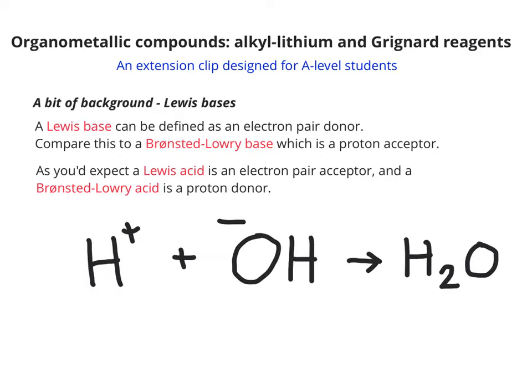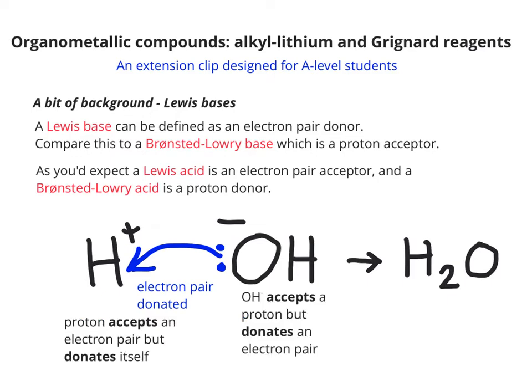If we take the simplest example of this, which is the interaction between a proton and a hydroxide ion to make water, we can represent this as a little curly arrow mechanism. The lone pair on the oxygen can be donated to the proton. So the OH- accepts a proton but donates an electron pair, and the proton accepts an electron pair but donates itself. Any substance able to donate a proton would behave in a similar way in the presence of an OH- ion. Okay, now we've established what a Lewis base is, we can start talking about the reagents in hand.